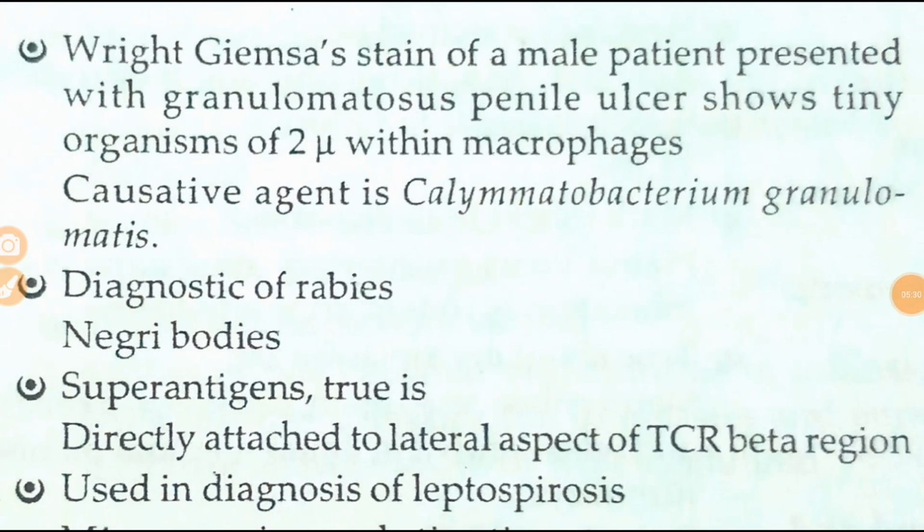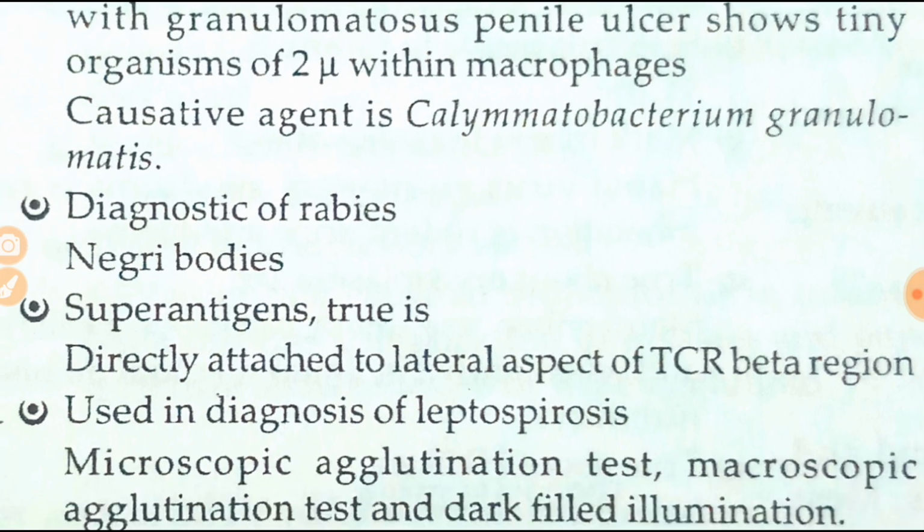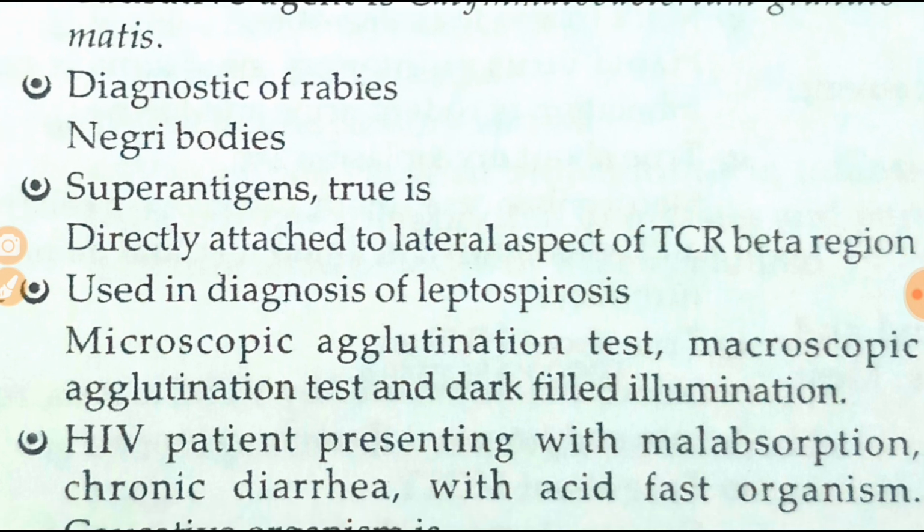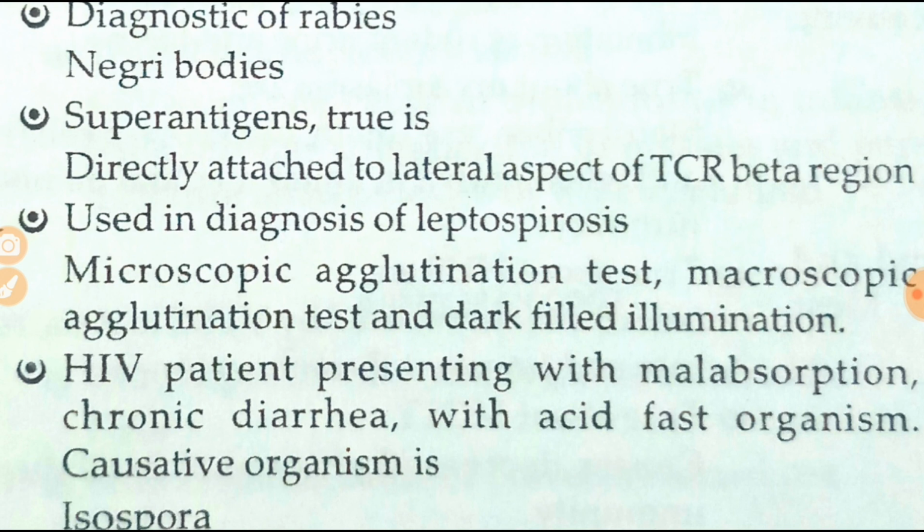On Giemsa stain of a male patient presenting with a granulomatous penile ulcer, tiny organisms of 2 micrometers within macrophages: the causative agent is Klebsiella granulomatis (Calymmatobacterium granulomatis). Diagnostic of rabies is the Negri body. Superantigen is directly attached to the lateral aspect of the TCR beta region. Used in diagnosis of leptospirosis: microscopic agglutination test and dark field illumination.